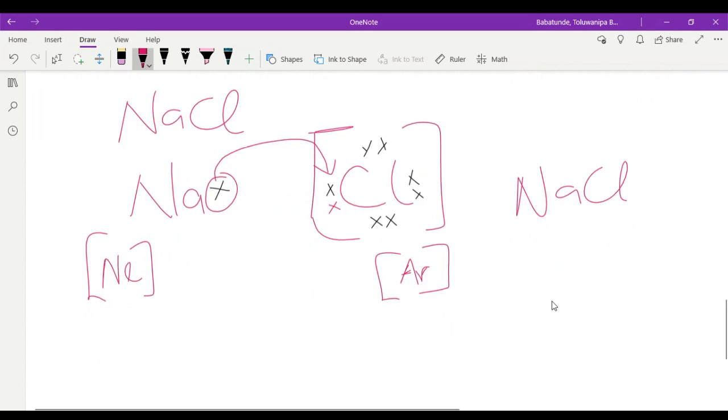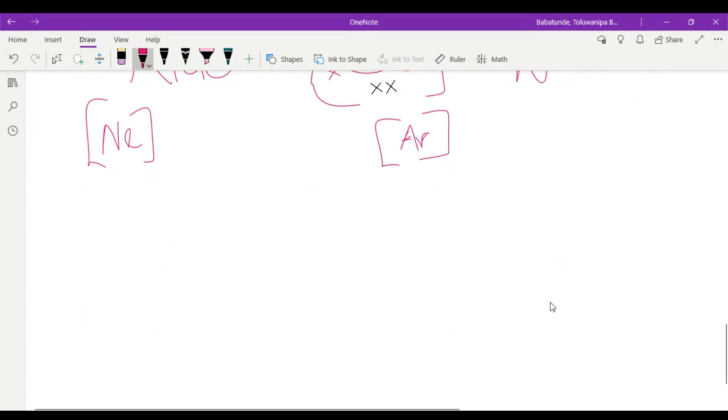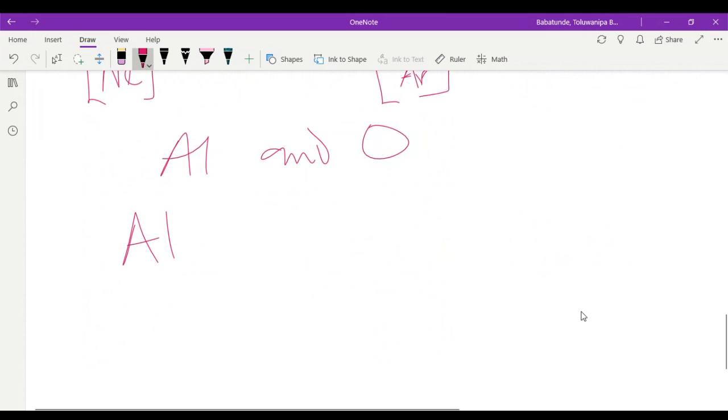Let's take an example of another compound. That is, if you want to show the compound that will be formed between aluminum and oxygen. So as usual, we're going to draw the Lewis structure for Al and oxygen.